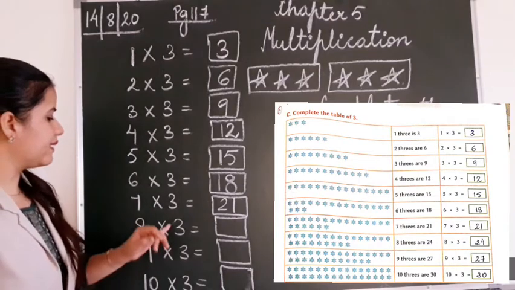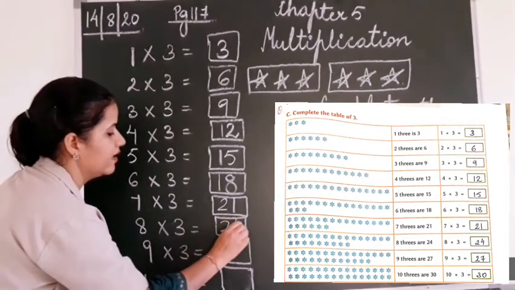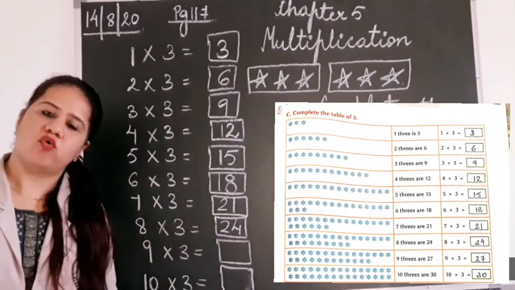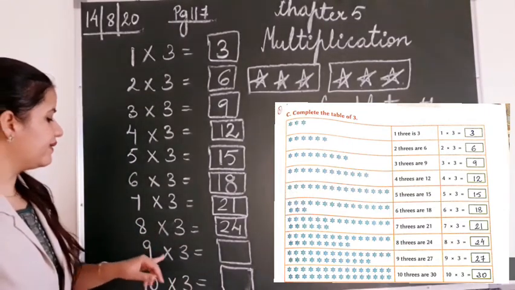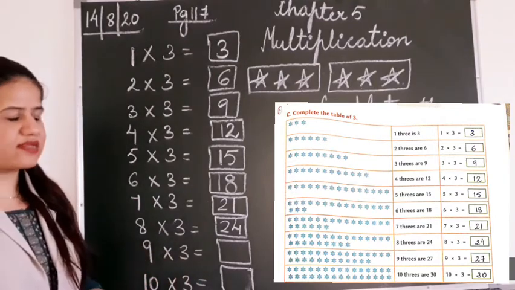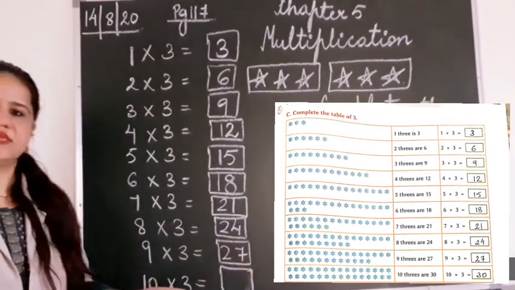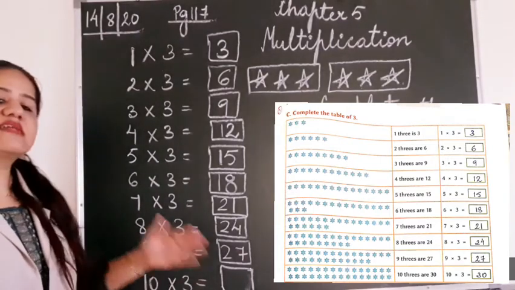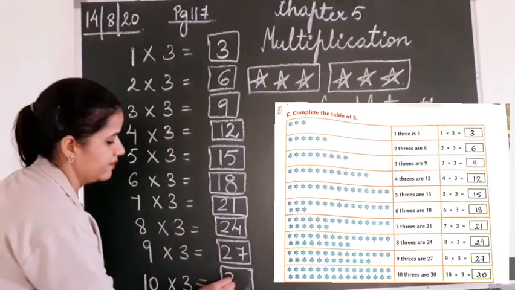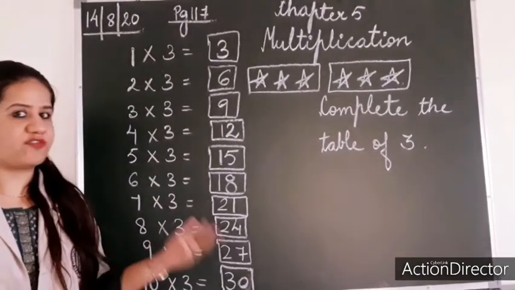Then comes 8 times 3, or 8 3s are 24. Then 9 times 3, or 9 3s, or 3 9s, same answer. So it is 27. Clear? Now next is 10 times 3, or 10 3s are 30. Simple? Okay, let's revise it once again.